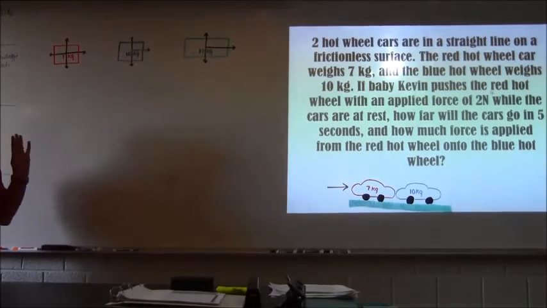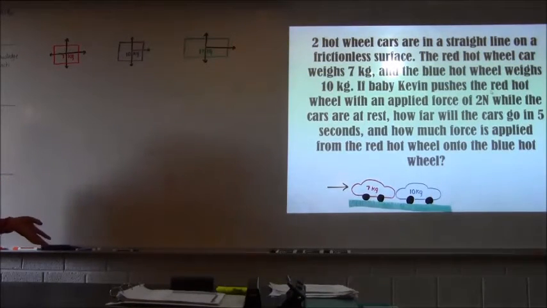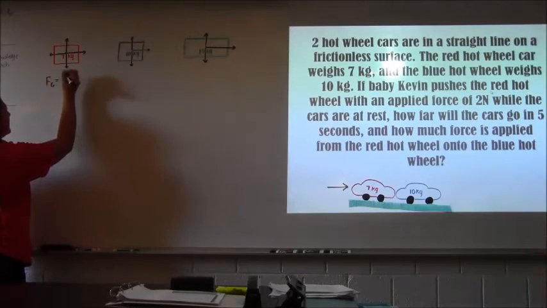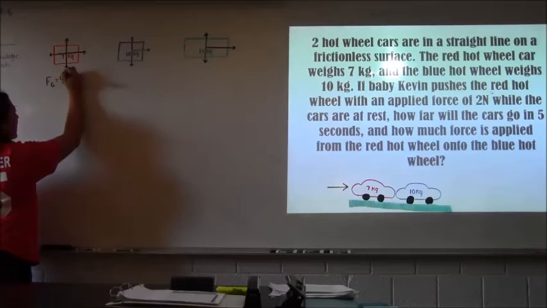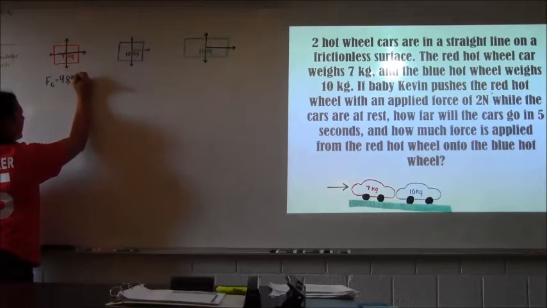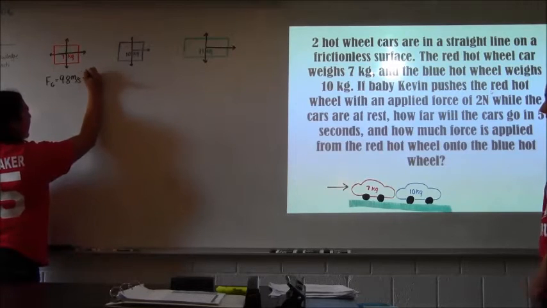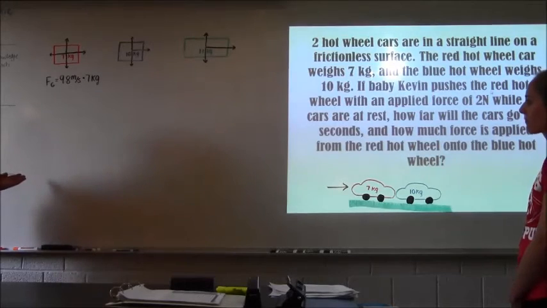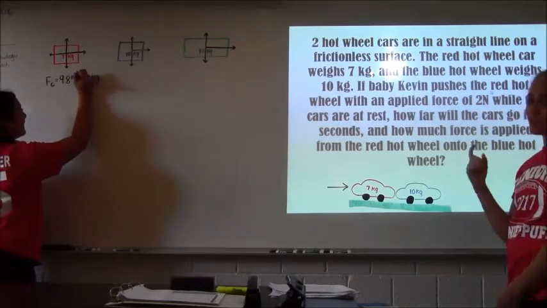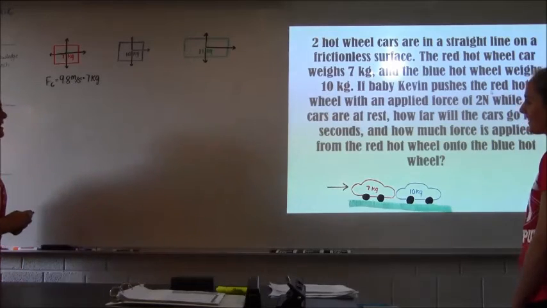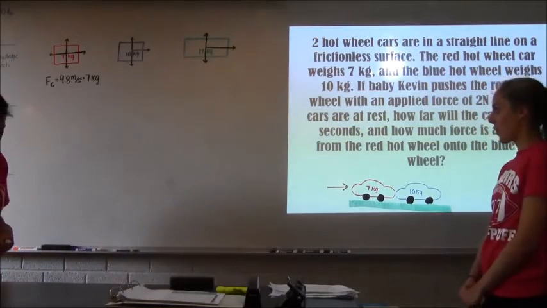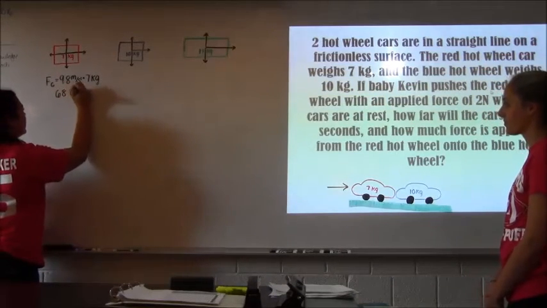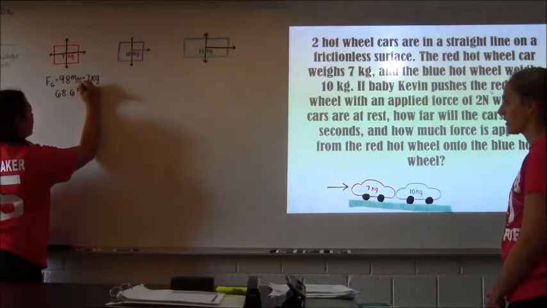What we know from the red diagram is we can find the gravitational force. So, the gravitational force is equal to the force of gravity, which is 9.8 meters per second, and we multiply that by 7 kilograms. It's meters per second. You're right. It's meters per second. Can't forget the squared. Never forget the squared. Then, when you multiply those out, you will get 68.6 kilogram meters per second squared.